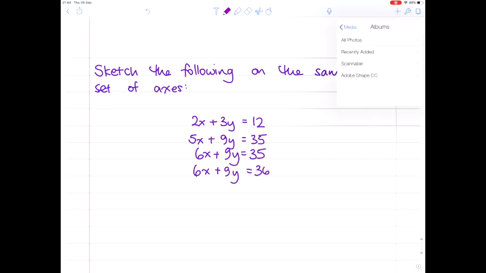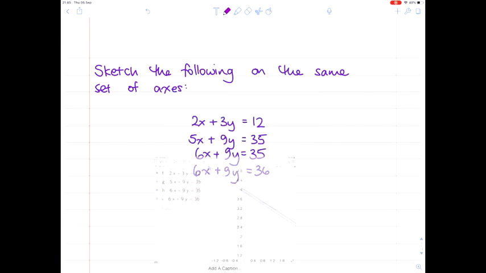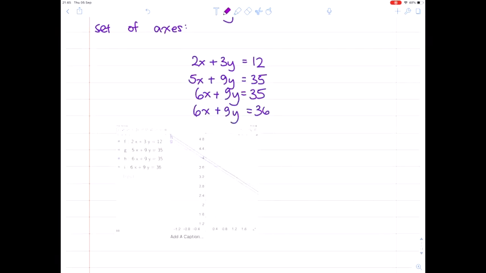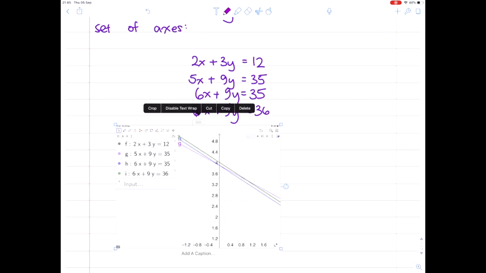So what you should have ended up with is something that looks pretty much like this. So here we've got our function f, and here's our function g. f is actually lying underneath the green one, which is labeled I. g is this purple one over here.